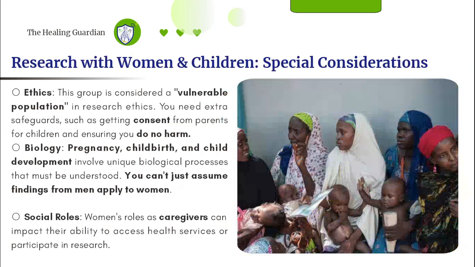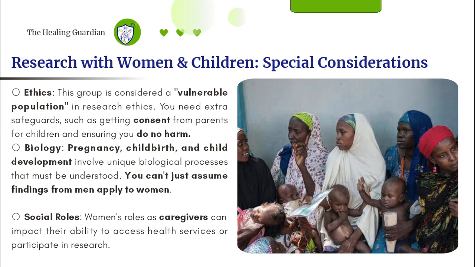They have unique biological and social vulnerabilities, and that brings special considerations that you need to take into account when you're doing research on them. Number one is ethics, because women and children are regarded as a vulnerable population in ethics. So you need extra safeguards, such as getting consent from parents if you're going to deal with children, and you have to ensure that you do no harm, because many times they are in vulnerable positions. Their biology: you think of the pregnancy, childbirth, and child development. They involve unique biological processes.